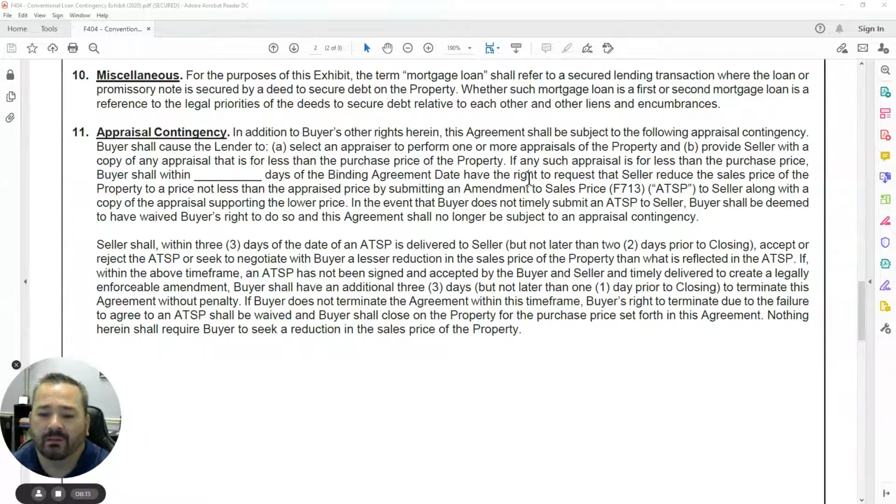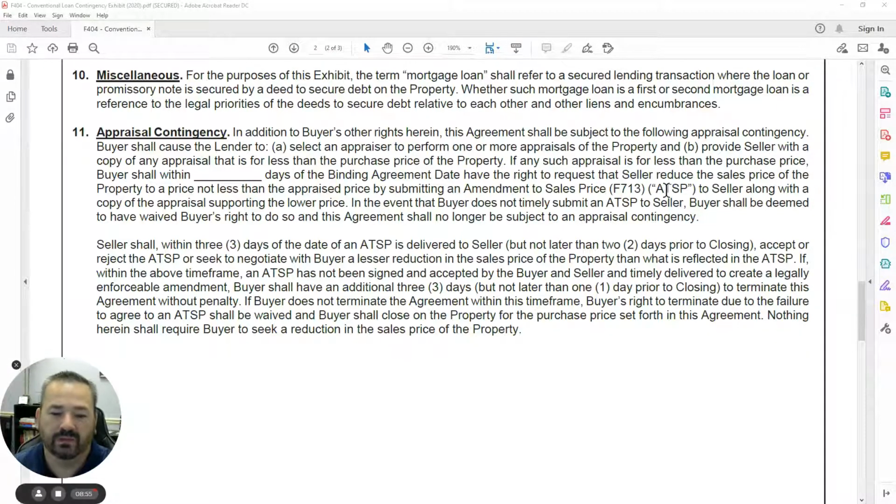And it says right here, if any such appraisal is for less than the purchase price, buyer shall within blank days of binding agreement date have the right to request the seller reduce the sales price of the property to a price not less than the appraised price by submitting an amendment to sales price. So we get a low appraisal, the buyer has to submit an amendment to sales price asking that the sales price be lowered to the appraised value. That's the only right they have, okay? Either that or pay the difference out of pocket, okay?